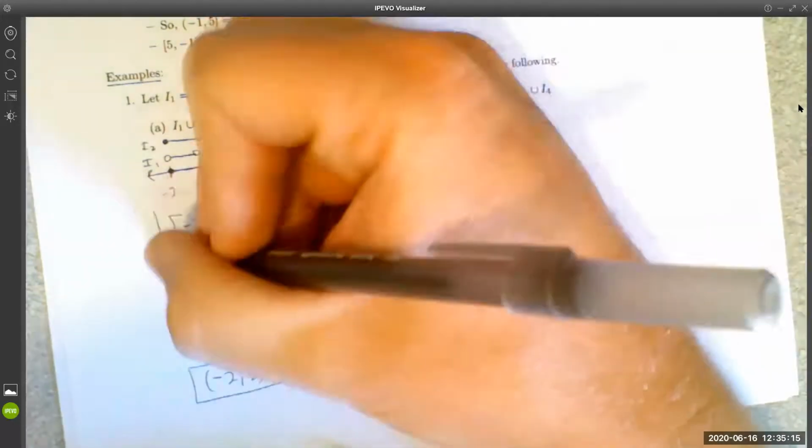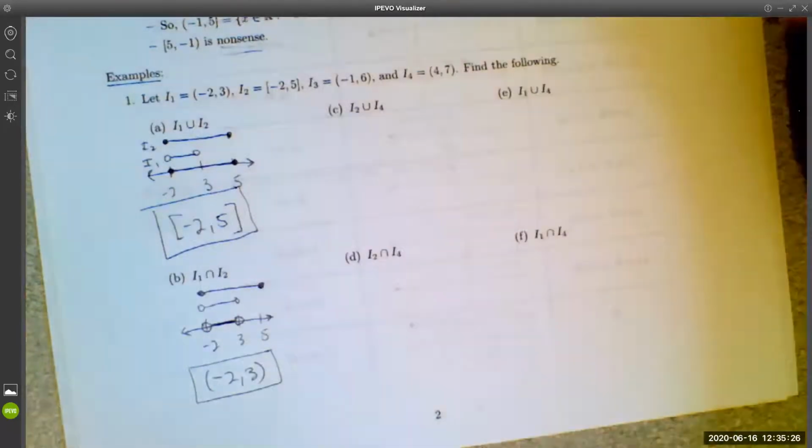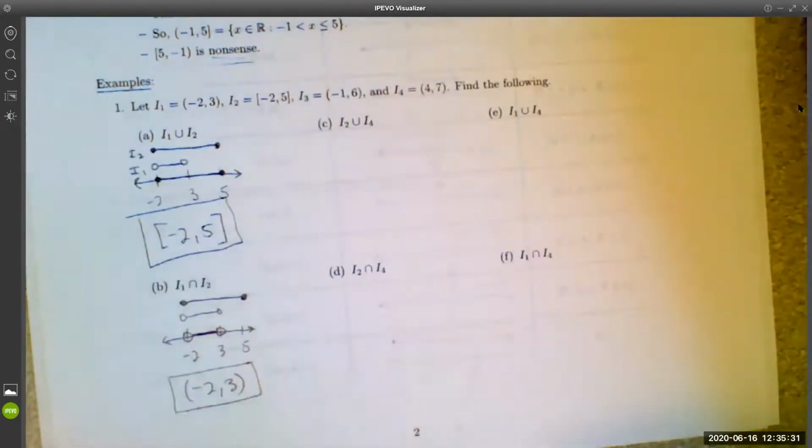It's not always the case that when you're looking at the union and intersection of two sets, you're always going to get one or the other. You could have a new set that's neither of the originals that you started with. So I'll let you work on the next 4. Go ahead and pause the video and see if you can work these ones out.